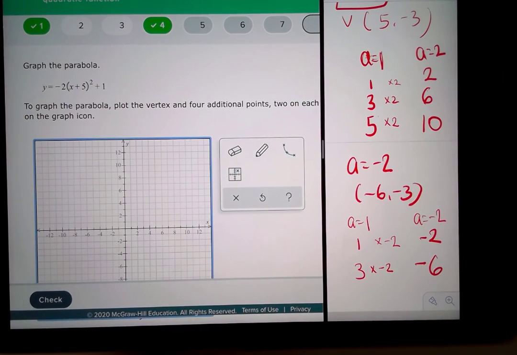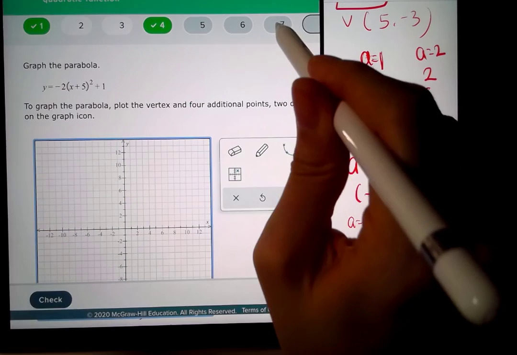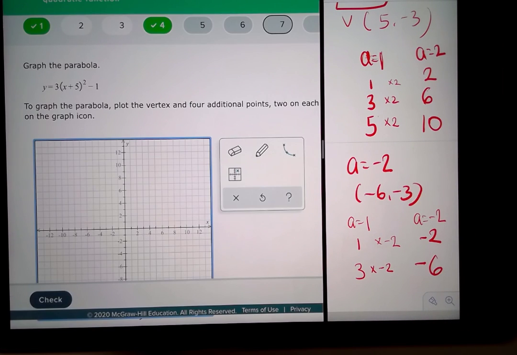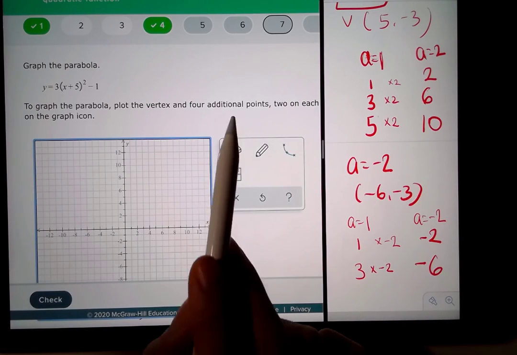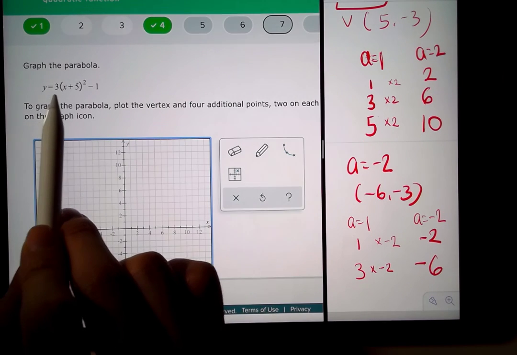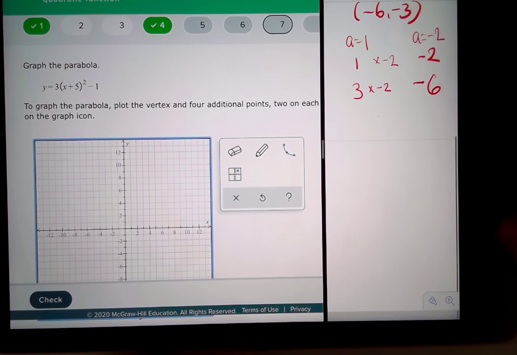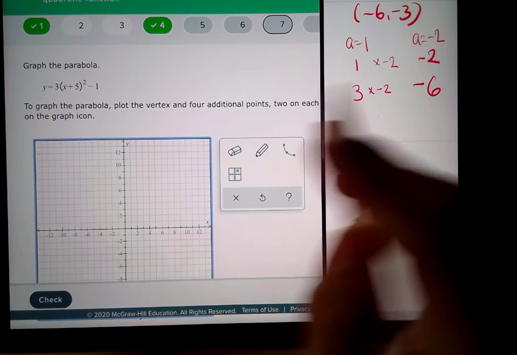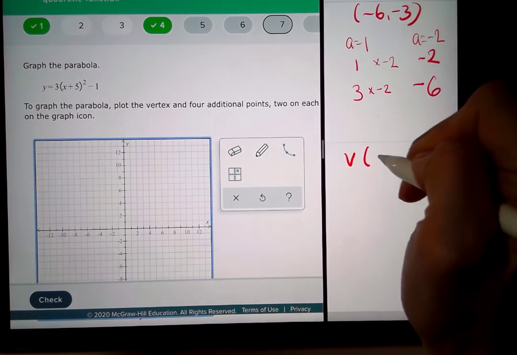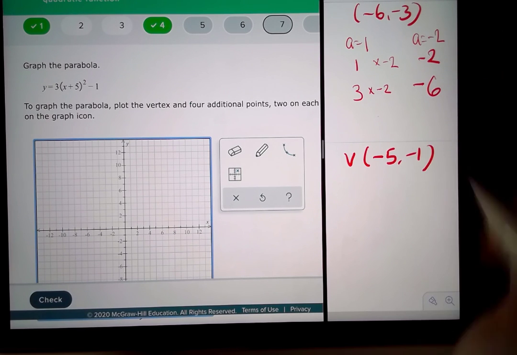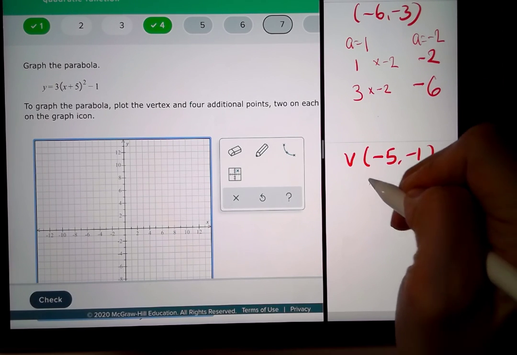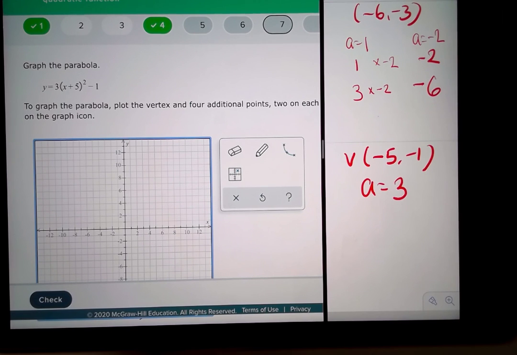Okay, so number 8. Oh, you have 2. We already did 2. I want to do something with the 3. Okay, let's try this one. So do you see this time your A is 3, right? But the same thing. Always you just go to the vertex. Your vertex is -5, -1. So my vertex -5, -1. Right? And then my A is 3, right?